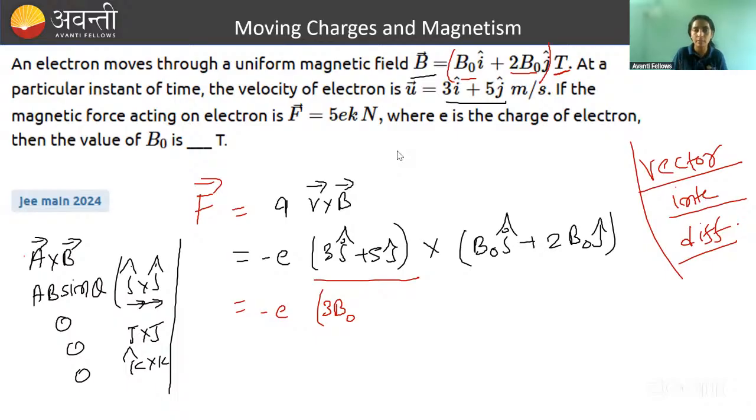Dot product will be 1 for i dot i. What is the value of the dot product? If you do A dot B, you will get AB cos theta. So i dot i will be 1. Again, i dot j will be 0, i dot k will be 0, k dot j will be 0, but j dot j will be 1. You should know these basic things. Yeah, you should know. So this will become 0 plus 3i cap cross 2 B naught j cap.